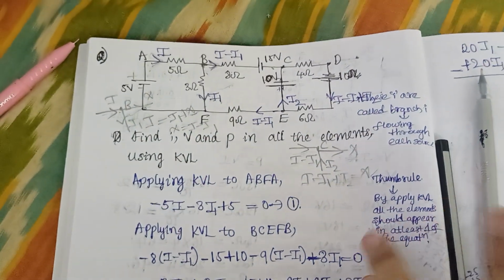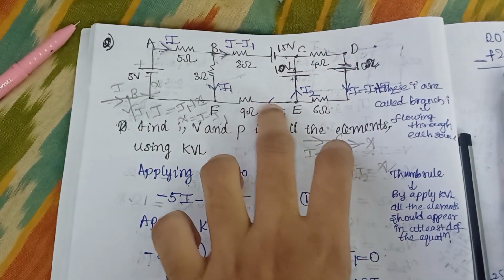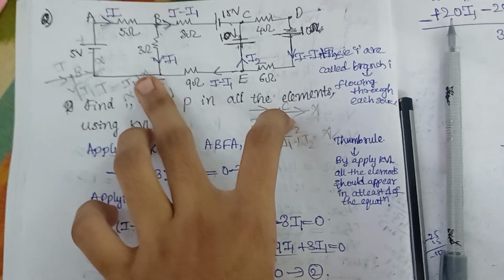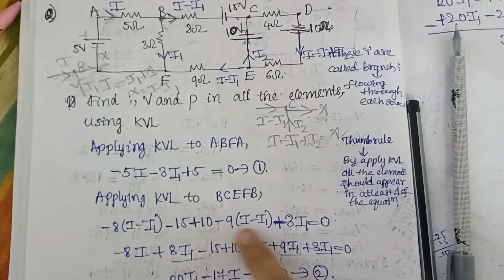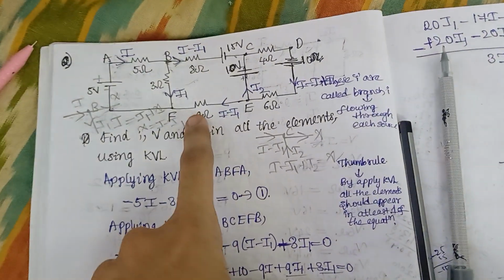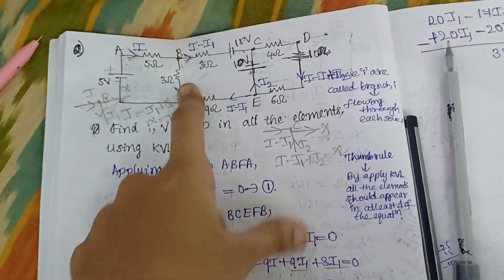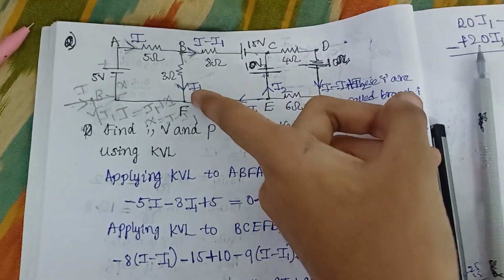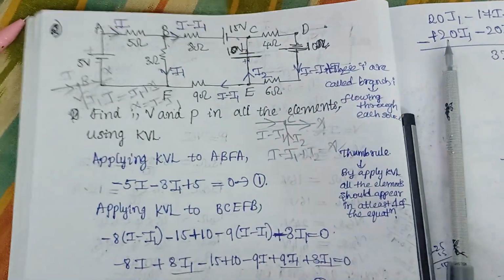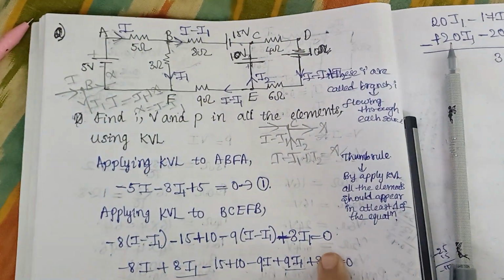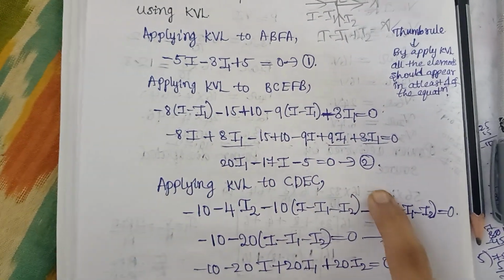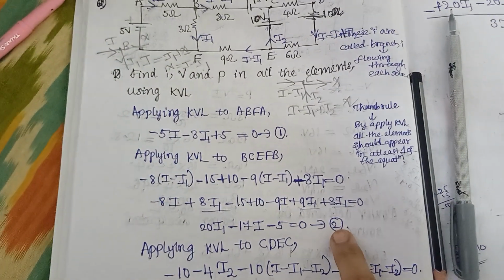Okay, now as again our current moves from positive to negative, I have explained about sign convention in detail in the previous video. Minus 9 into I minus I1, and then since your current is in this direction, that is current is always from positive to negative, but here you are moving from negative to positive, right? So it is positive, that is plus 3 I1 is equal to 0. Now we have applied KVL to this loop, and on simplifying this equation you will get like this. So let us consider this to be your equation 2.